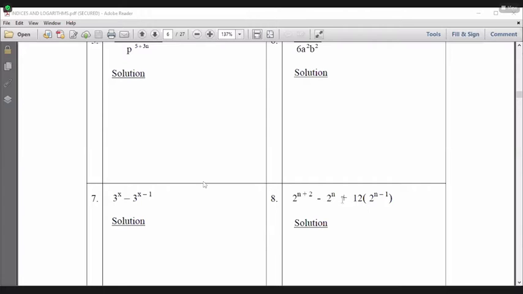Please, this part we have simplified to 3 times 2 raised power n. Is that true? Yes. Now, 2 raised power n over 1, I've said same as 2 raised power n divided by 2 raised power 1. So 12 will be divided by 2.